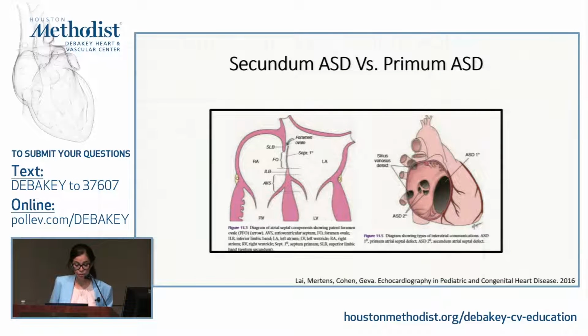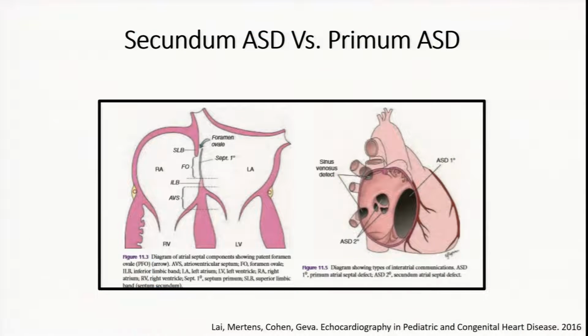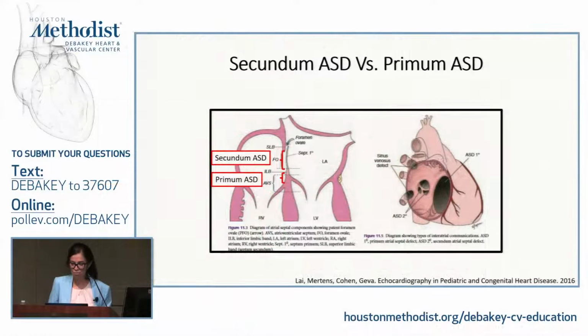So when we try to determine what's the difference between a secundum ASD and a primum ASD, this is a diagram just to help on that. The secundum ASD is located in the fossa ovalis usually, and the primum ASD is located closer, more apically, if you will, closer to the crux of the heart and very close to the AV valves, to the mitral valve and the tricuspid valve, and that's why ostium primum defects usually are associated with anomalies of the mitral valve.